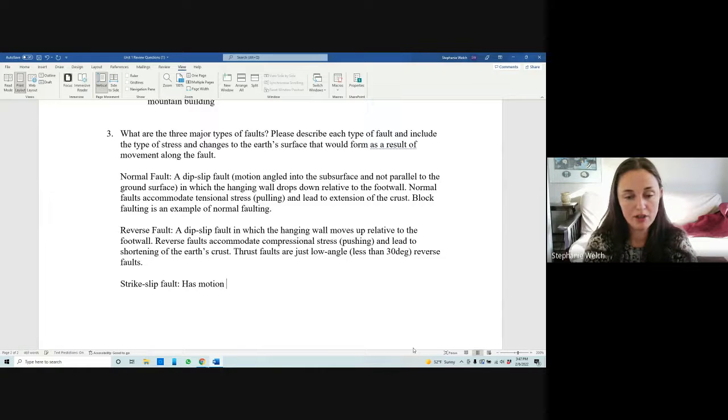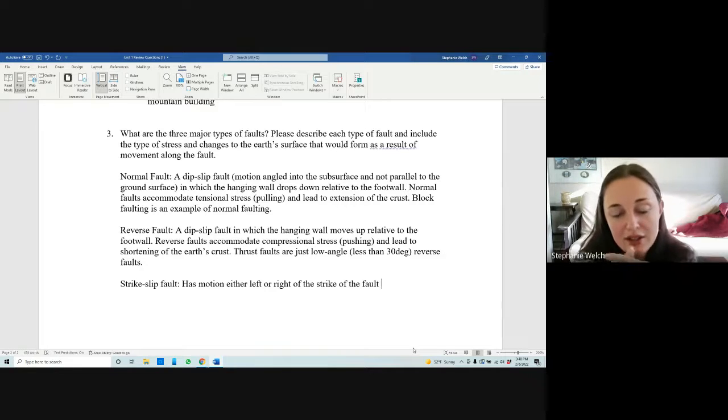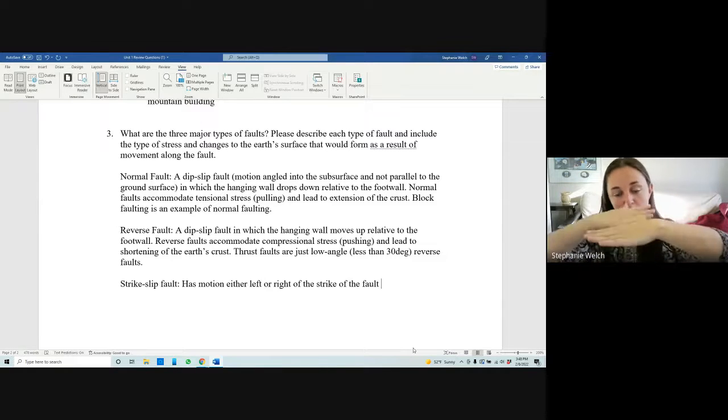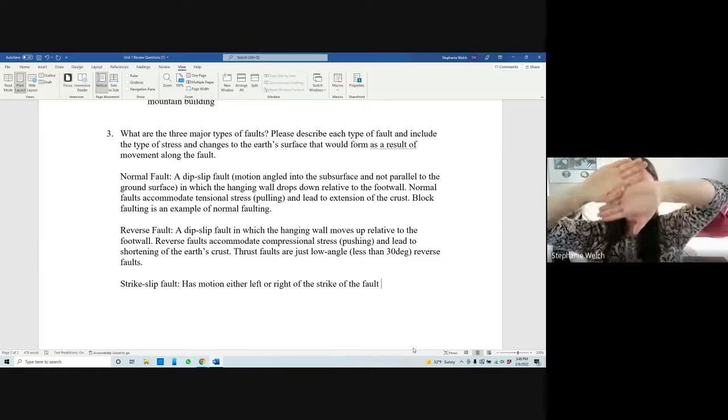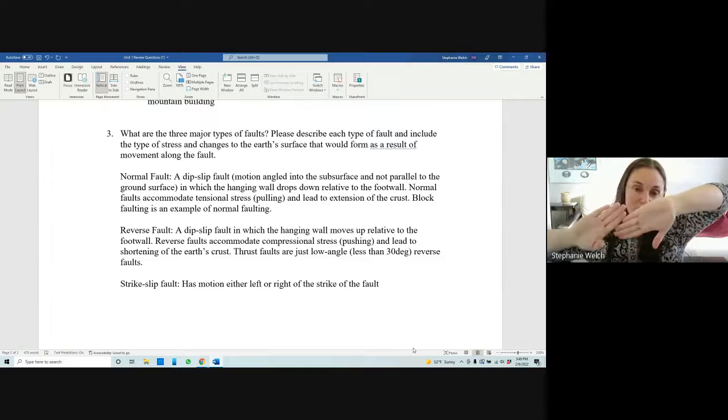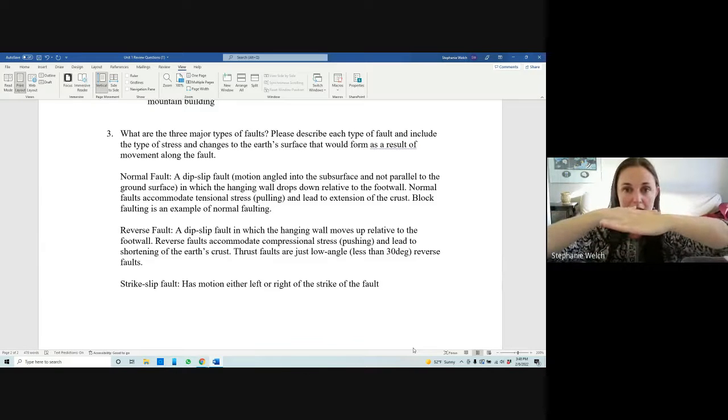So a strike slip fault has motion either left or right of the strike of the fault. That's where we get into these things called left lateral or right lateral strike slip faults. It just tells you which way that other block of material is moving. These are more easily viewed if you're thinking about something happening in map view and maybe some linear feature on the Earth's surface being offset. But instead of having something viewed like this, where you have a top block moving down, it would be viewed a little bit more like this, where you have one block sliding past the other block.